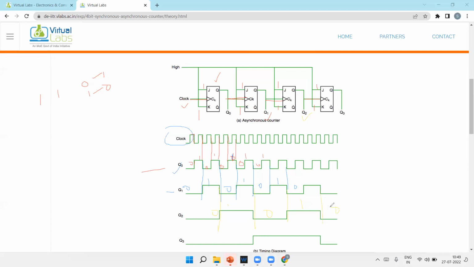That is for Q2. Now for Q3, well, very good. Point this Q2. Q2 is a clock. The Q2 has a falling edge here, so here it will go from 0 to 1.